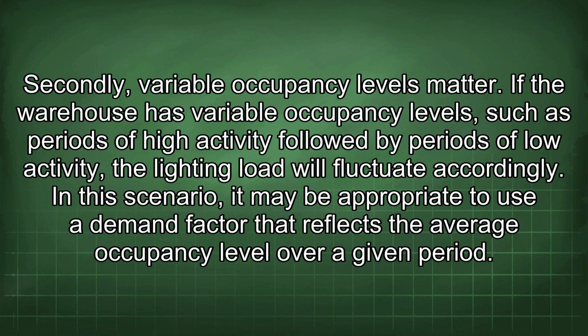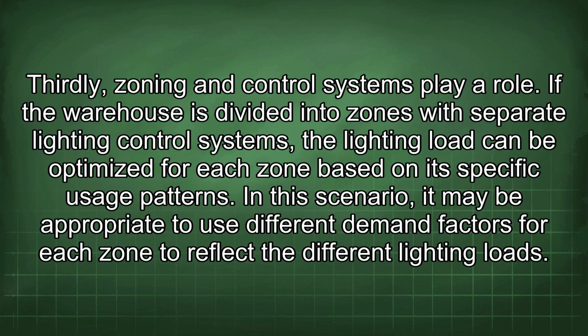Secondly, variable occupancy levels matter. If the warehouse has variable occupancy levels, such as periods of high activity followed by periods of low activity, the lighting load will fluctuate accordingly. In this scenario, it may be appropriate to use a demand factor that reflects the average occupancy level over a given period.